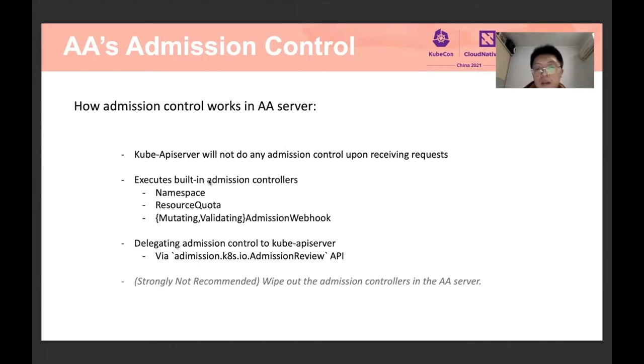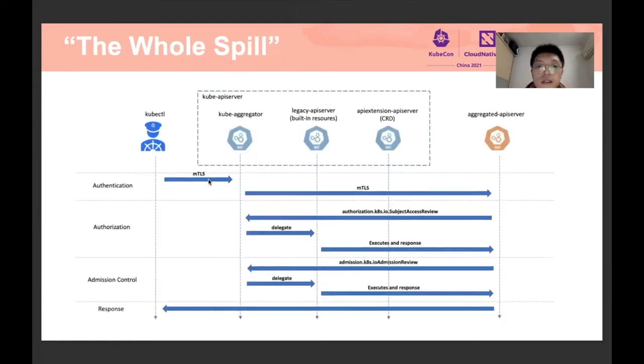But disabling the authorization and admission controllers can sometimes be helpful when you are debugging in your local environment, because sometimes you just don't need that security check. You just want to verify the logic of your API servers. And this is how everything works in a bird's-eye view.